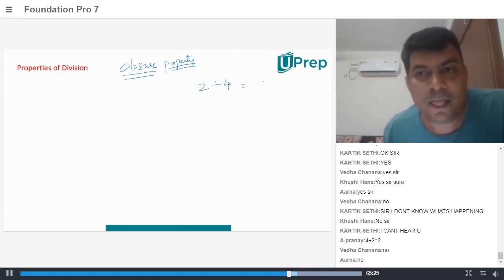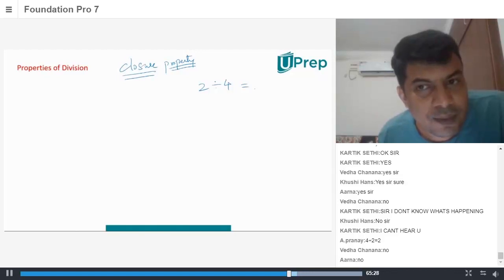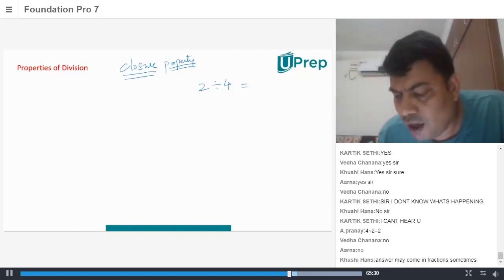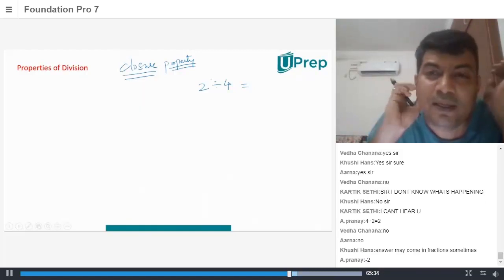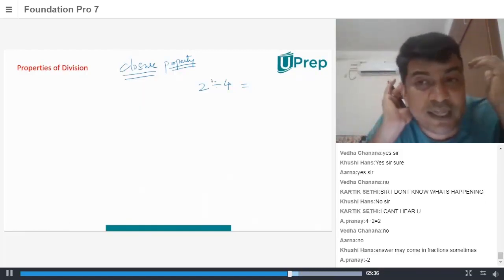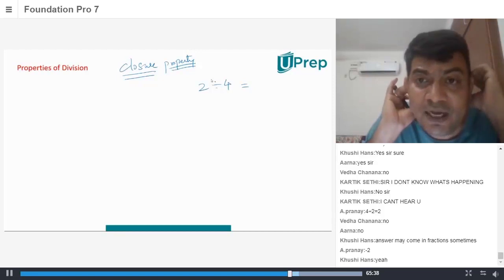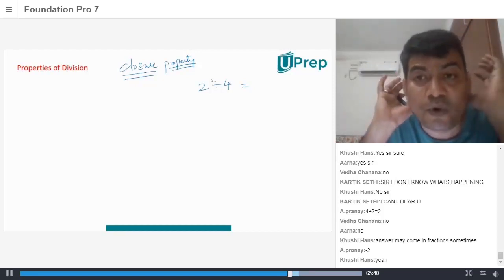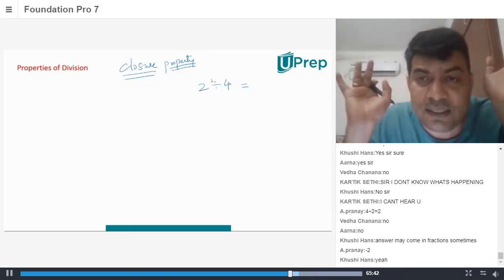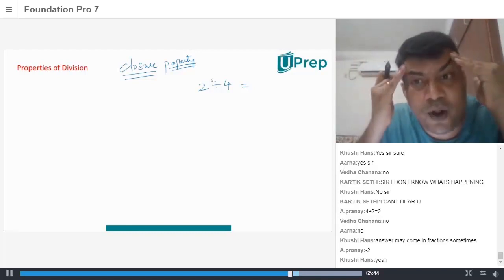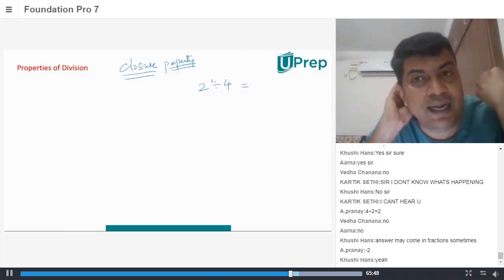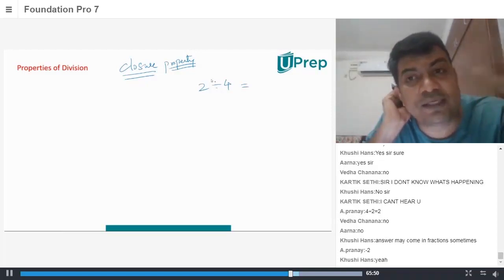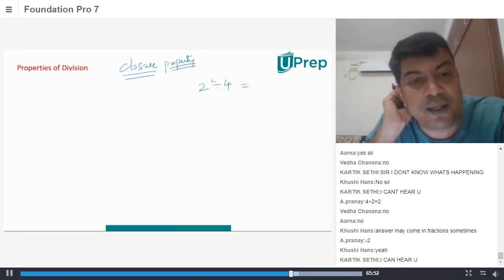The closure property in division will not always be correct. It depends on the number. So whenever it depends on the number, we say it doesn't hold the closure property always. So basically it doesn't hold the closure property all the time. That's the way to put it.